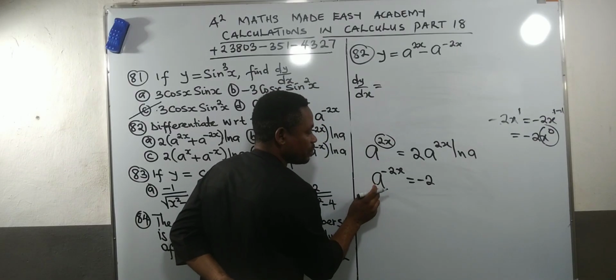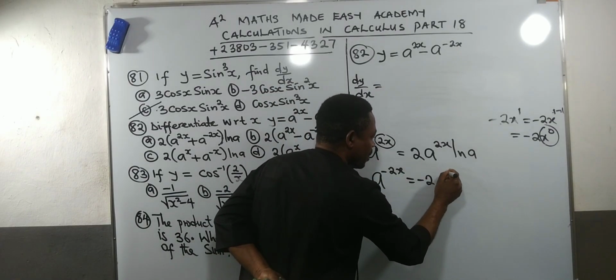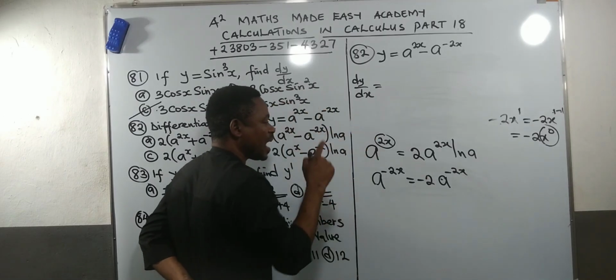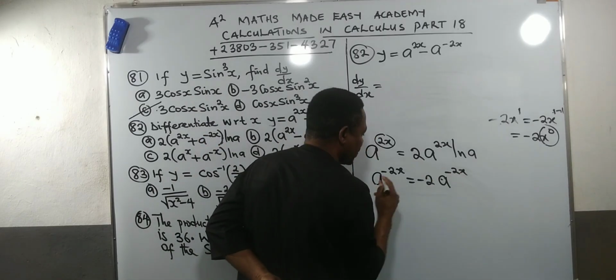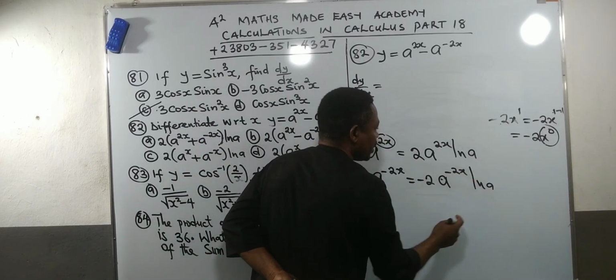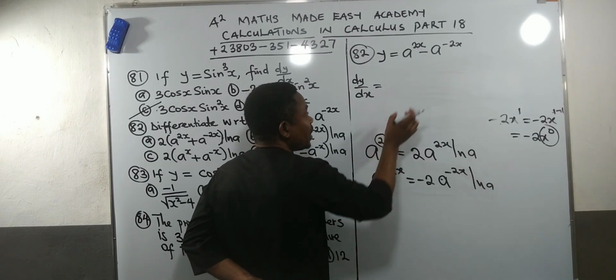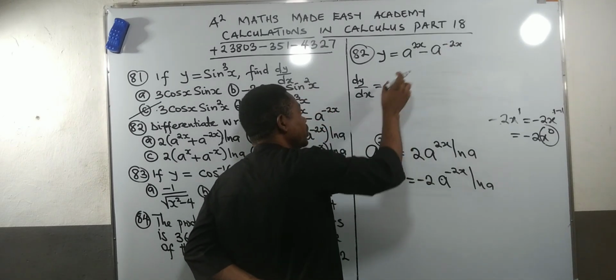Then the next thing is to repeat the question, which is a raised to power minus 2x. Are you there? Finally, take the ln of the base. The base is a. Call it ln what? A. This is how to differentiate this. And this is how to differentiate that. Can I input it there now?